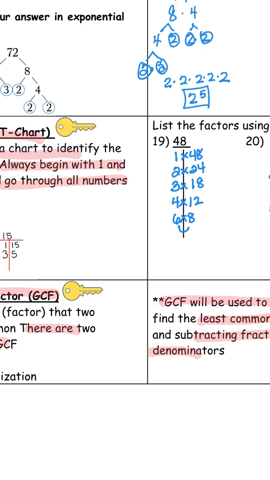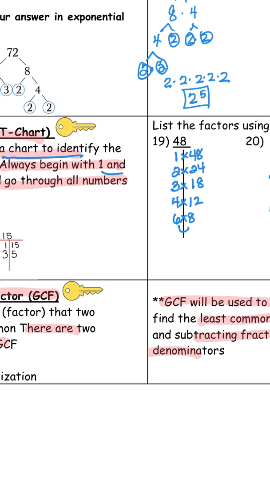Next section, for 19, 20, and 21, T-charts. Factoring numbers in T-charts is the process of using a chart to identify the factors of a number. Always begin with 1 and the number itself and go through all of the numbers.